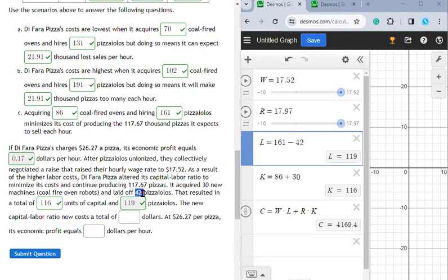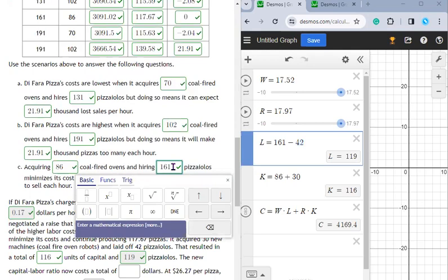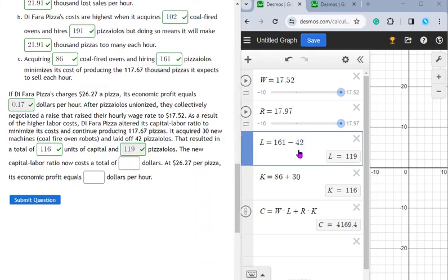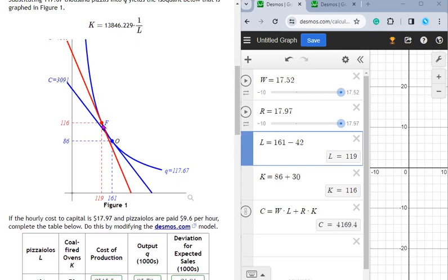I had to go back and fix the algorithm because the number here was inaccurate. Adding the 30 new machines gives us a capital of 116. Subtracting the correct amount of cooks, 42, from the optimal level of 161 initially, we end up with 119 total. And when we hit enter, we get a slide along the isoquant curve from the original optimal solution to the final optimal solution. F is the final optimal solution. O is the original.